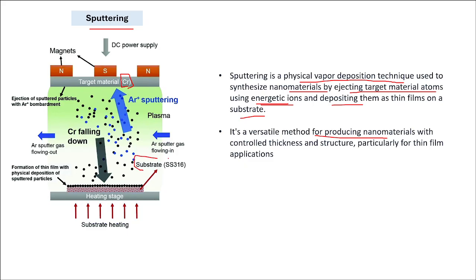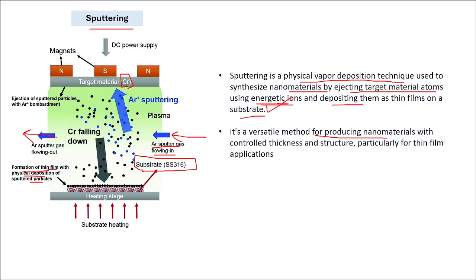Here is the substrate that is being kept, and this is the formation of a thin film with physical deposition of sputtered particles. Suppose this is the substrate on which we want a thin film layer of particles to be deposited. From this side, argon sputter gas is flowing in, because here it is written energetic ions. For this purpose, this argon sputter gas is used, which flows in and goes out from this point.